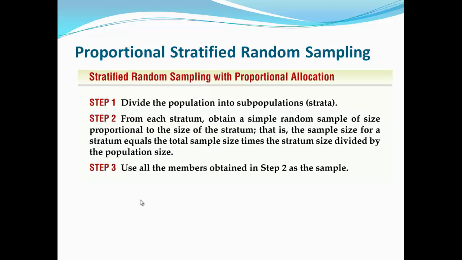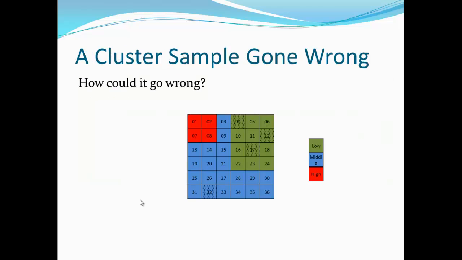In stratified random sampling with proportional allocation, we first of all divide the population into subpopulations called strata. In the case of our city map, those strata would involve the low, middle, and high income areas of the city that we have pictured here.